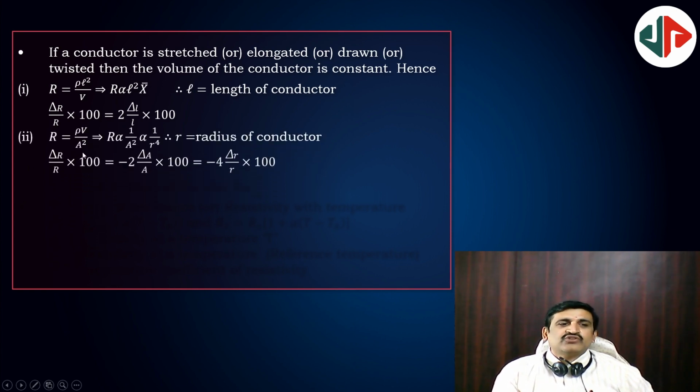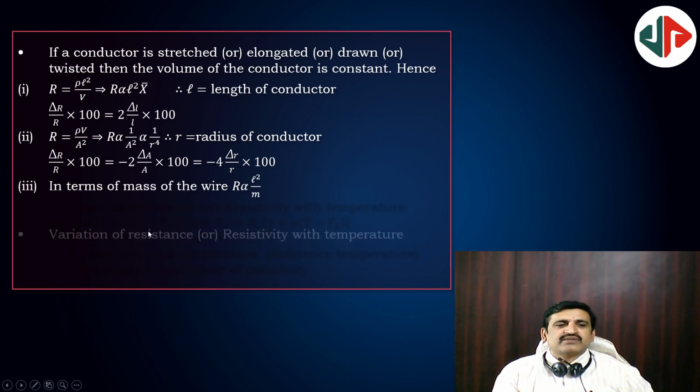R is equal to rho V by A square, so R is proportional to 1 by A square or 1 by r to the power of 4, where r is the radius of the conductor. Percentage change in R is equal to minus 2 times the percentage change in A, that is equal to minus 4 times the percentage change in radius of the cross section. In terms of mass of the wire, R is proportional to L square by m.